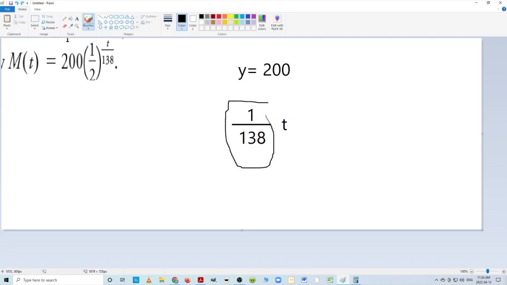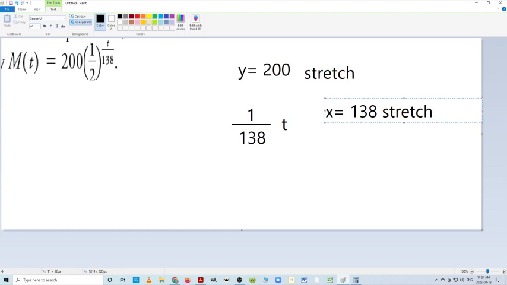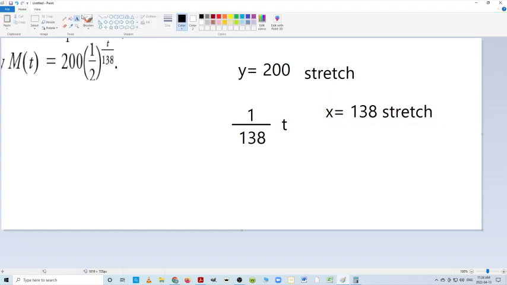But it's clear that this is a multiplier of T, and since X transformations do the opposite, this is a 200 stretch on the Y, but the X is also a stretch. We have a 138 stretch, and why is it a stretch and not a compression? Because it's the reciprocal for X of 138, which means since it's clear that the base here is a half and there's no other transformations, if I have 3 values for the half graph, I can easily just multiply my X values by 138 and multiply my Y values by 200 and graph it.